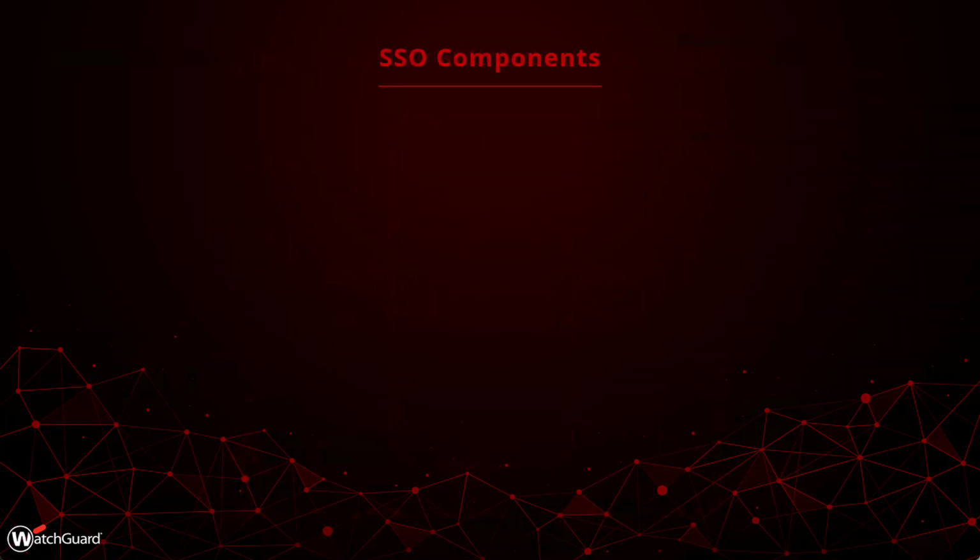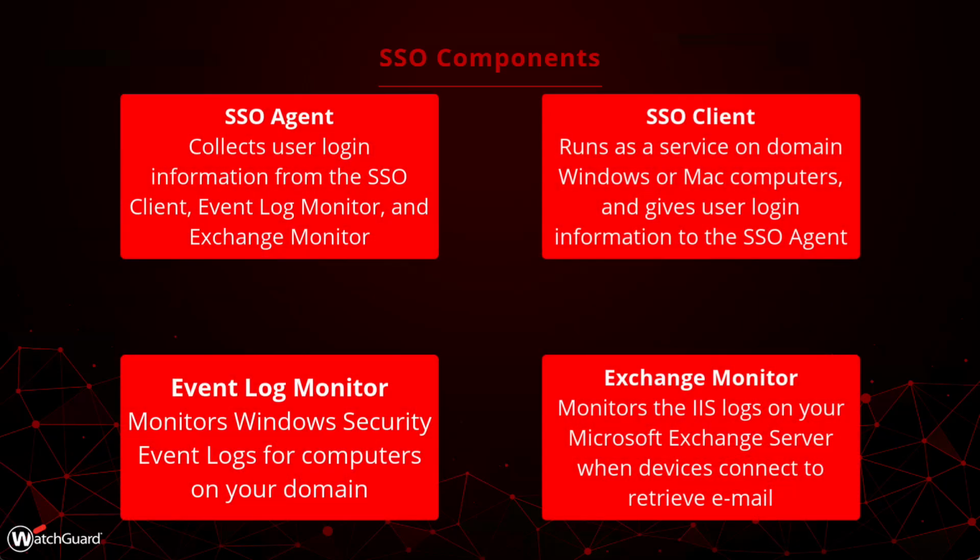When it comes to those software components that the SSO agent communicates with, there are 3 different options you have available. Out of everything listed on this slide, the agent, the event log monitor, or ELM, and the exchange monitor, all 3 of these components can do a client-less method of operation. However, the SSO client is the recommended option for the most reliable Active Directory single sign-on experience. I will be focusing on using the SSO client in this video, as it is the easiest option to set up.